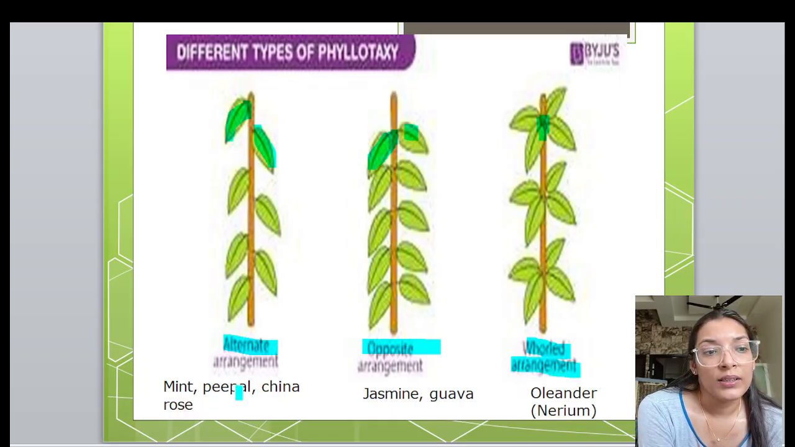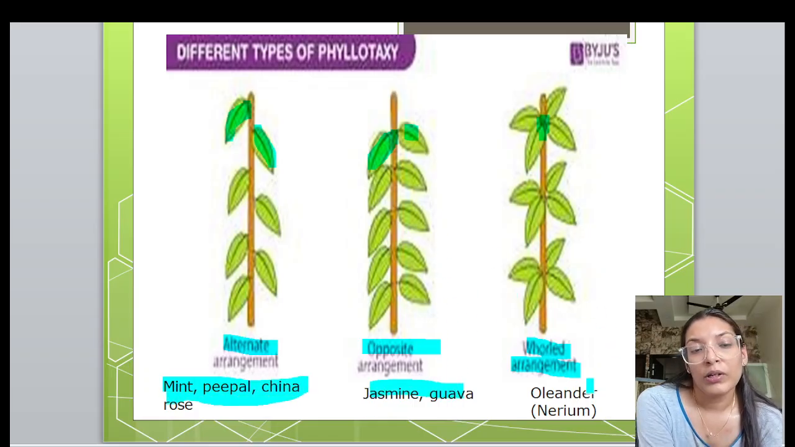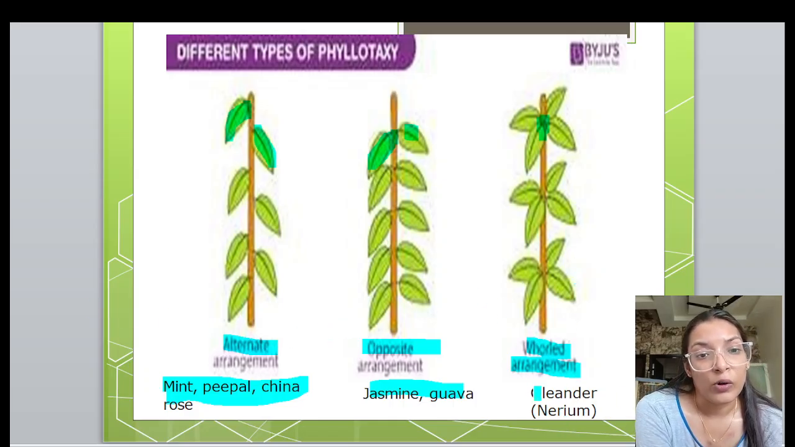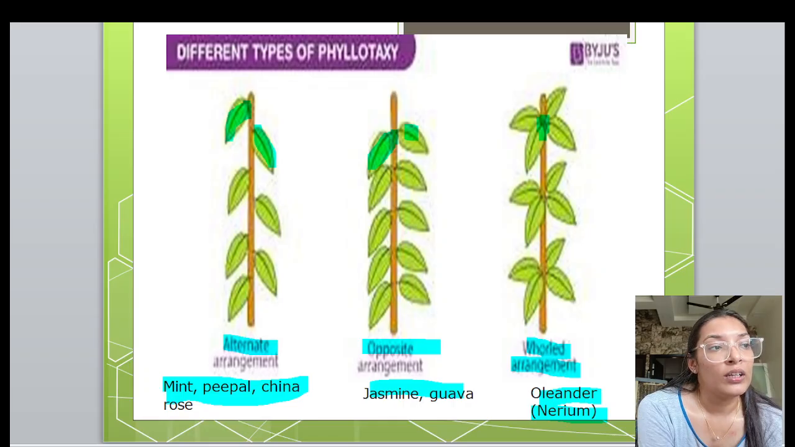So examples are being given: alternate, mustard, peepal, China rose, and in the opposite, jasmine, guava. You should remember two examples each for your examination, and then in whorled only one example is there in your book, which is oleander or the plant of Nerium. All right, next we will study about the leaf venation and the leaf modification. So keep learning and keep growing. We'll take up the remaining topics in the next lecture.